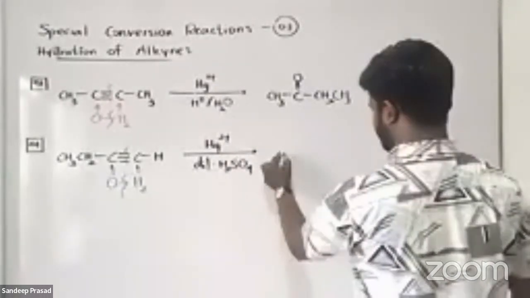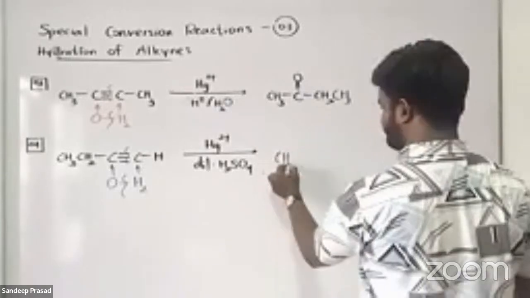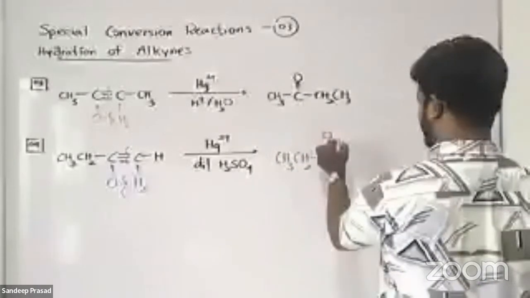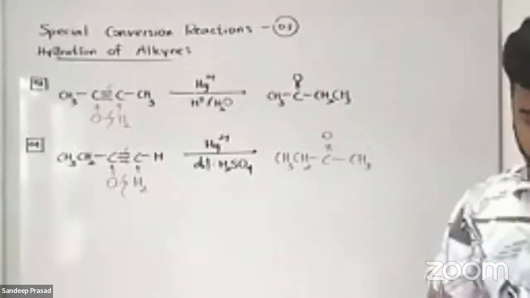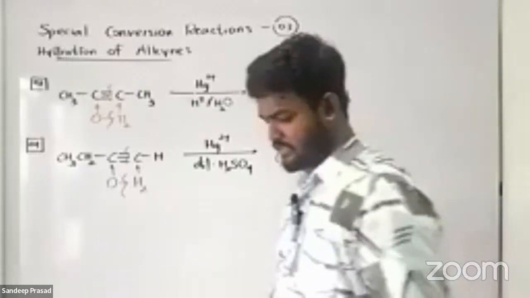Okay. Then the product is CH3, CH2, C double bond O, CH3, 2-butanone. Okay, very easy. These things are not difficult.